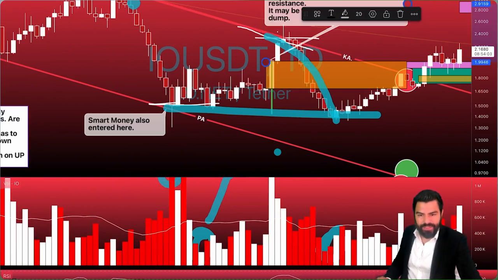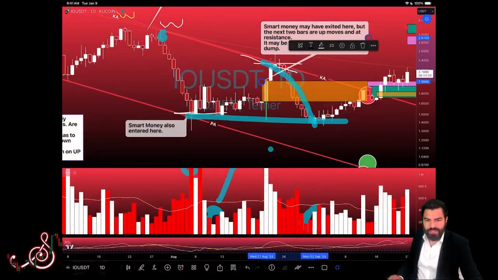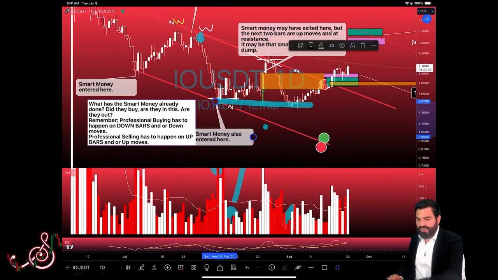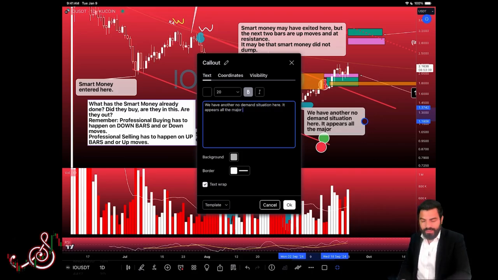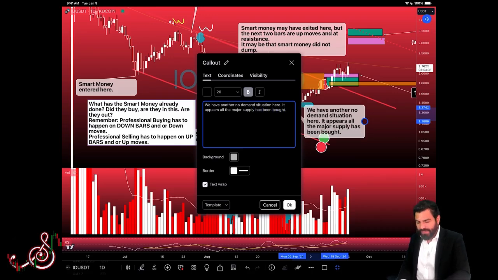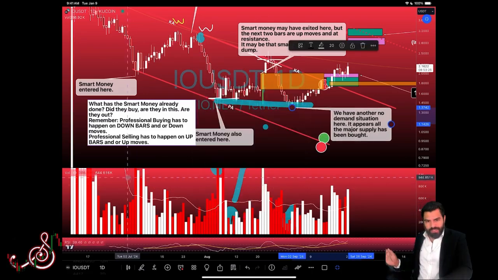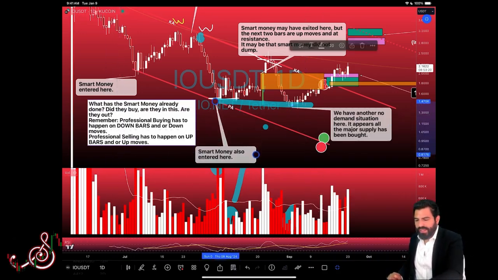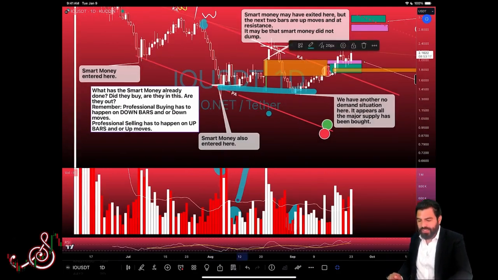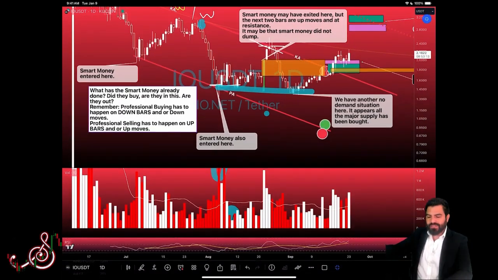So we can make some conclusions about this now. Now we did all of our homework for this area. So let's finish up this last one. We have another no demand situation here. It appears the bulk of it, the major supply, has been bought or accumulated. I just use bought because I don't want to confuse you with accumulation. Accumulation is when we have an area where there are multiple areas of buying that have happened. Okay, so we had 3 events that happened. Let's answer our question. Oh, there's one more we're going to do today.